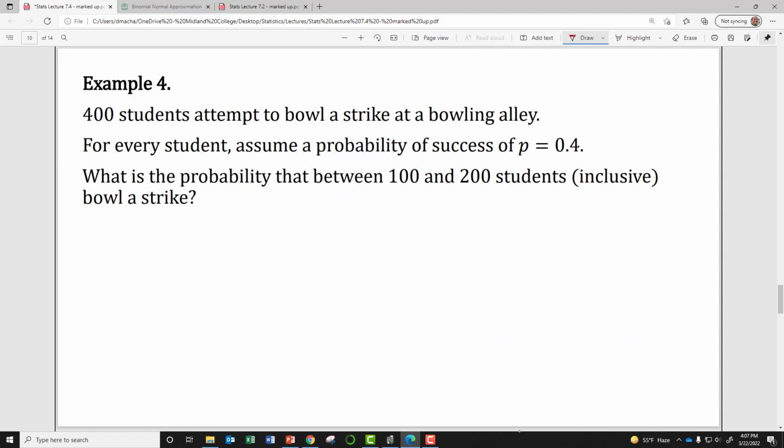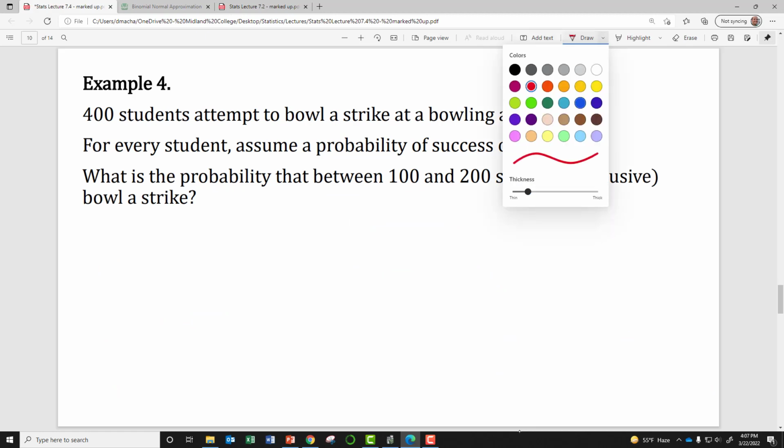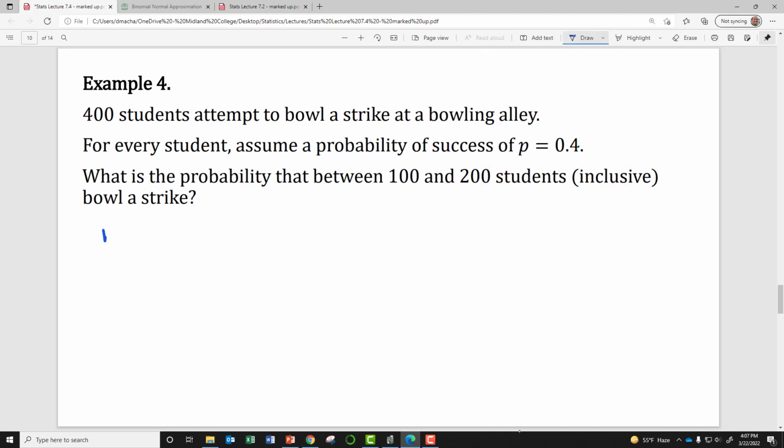Here's example 4. This is what we mean by a normal approximation. It's not exact. Example 4 says 400 students are attempting to bowl a strike at a bowling alley. For every student, the probability p is 0.4. What is the probability that between 100 and 200 students inclusive bowl a strike? So n times p is going to be my mean. So my mean is going to be 400 times 0.4. That's 160.